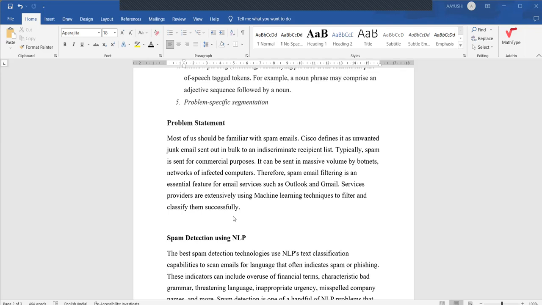Understanding the problem is a crucial first step in solving any machine learning problem. In our project, we will explore and understand the process of classifying emails as spam or not spam. This is called spam detection, and the same goes for SMS classification also. We can also classify SMS as spam or not spam. And this is a binary classification problem.